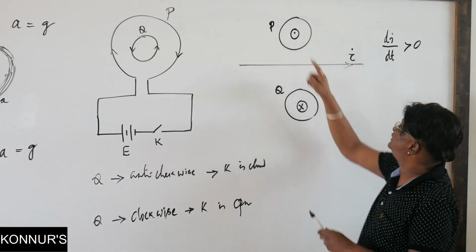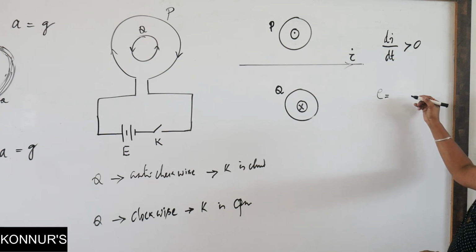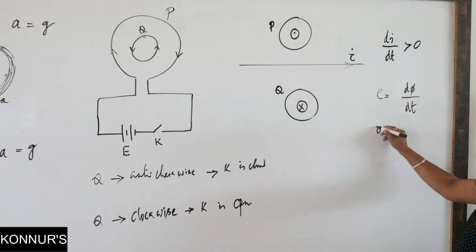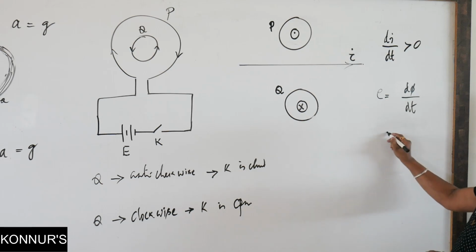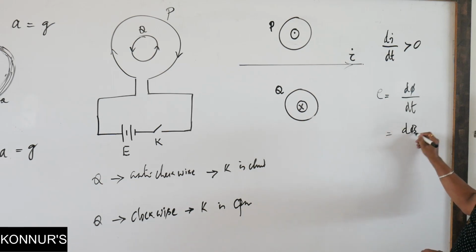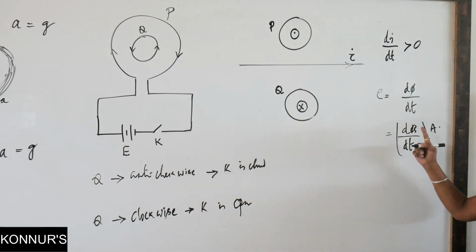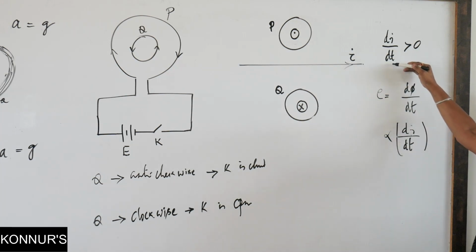Therefore the flux linkage here is changing. You remember that E is equal to d phi by dt, and that phi is equal to B dot A. Therefore this d by dt will give you dB by dt times A. Since this will be proportional to di by dt, therefore now di by dt is a constant and it is increasing.